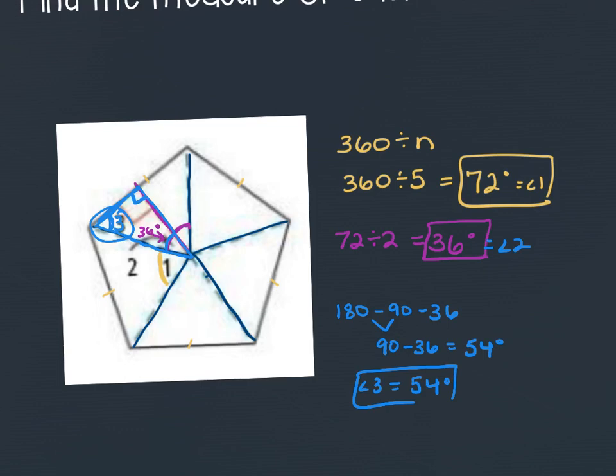So to review that process again, we did 360 divided by the number of sides, which in this case was 5, to get angle 1, which is also this big angle here. The apothem cut it in half, so we divided the 72 by 2 to get 36. And then we formed a right triangle here, so we subtracted the 90-degree angle and the 36-degree angle from 180, and I got that the last remaining angle is 54 degrees.